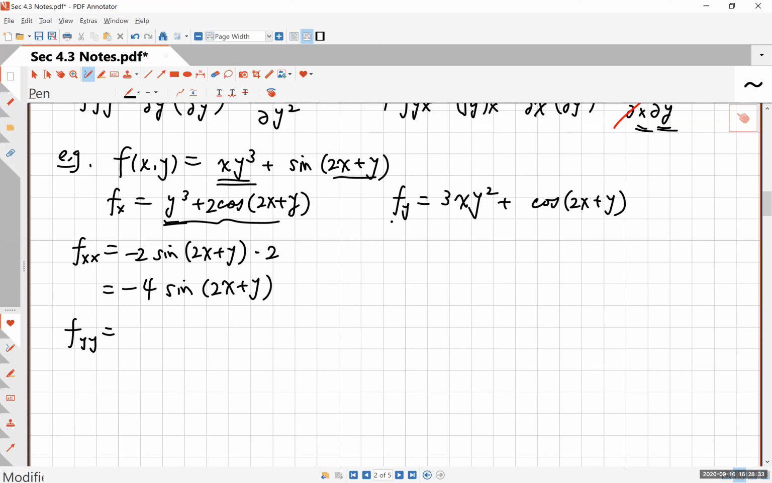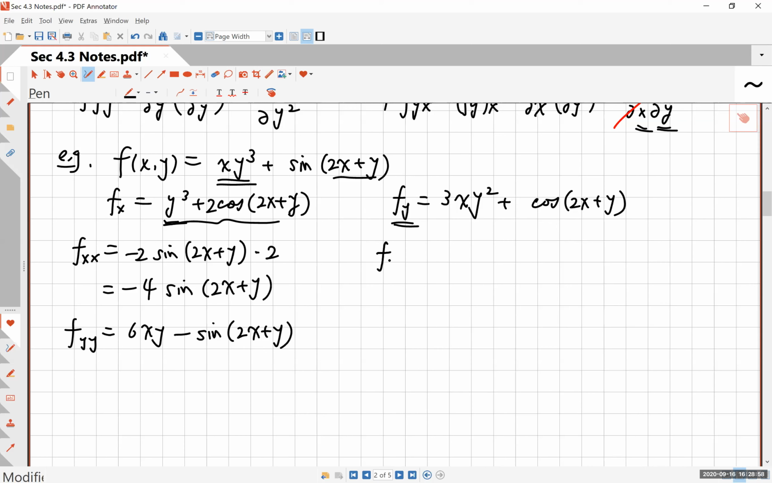f sub yy would be the derivative of this with respect to y, so you get 6xy, and then minus sine of 2x plus y, right? Because you have cosine of something, so it becomes negative sine of that, times the derivative of the inside function with respect to y, but that's also 1, so this is it, okay?